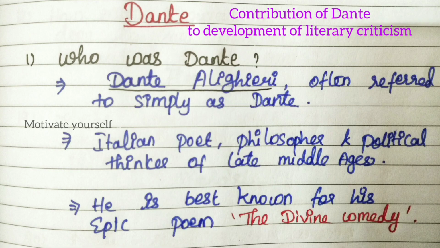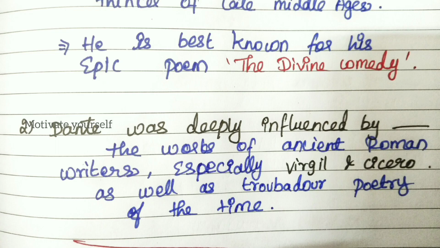First question. Who was Dante? Dante Alighieri, often referred to simply as Dante, Italian poet, philosopher and political thinker of the late Middle Ages. He is best known for his epic poem The Divine Comedy. Second question. Dante was deeply influenced by the works of ancient Roman writers, especially Virgil and Cicero, as well as troubadour poetry of the time.